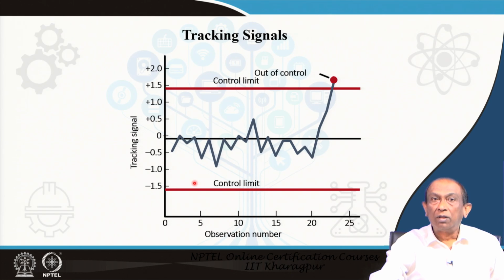And then we can draw control charts and plot the forecast errors, and if any of these values fall outside the control limits, then we can basically infer that some error has crept in, the forecasting system is not stable, and we have to really find out what are the assignable causes for that, whether the forecasting system needs any revision or correction, something like that.